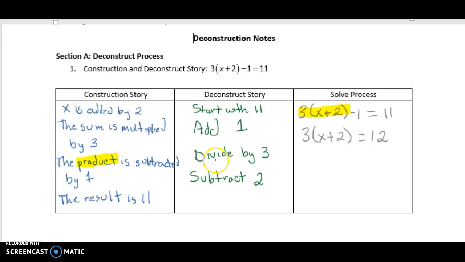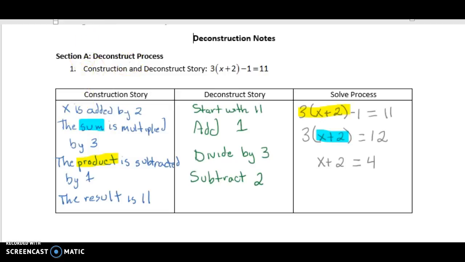Next it says to divide by 3. So when we divide by 3, we know that we're going to be left with a sum. And that sum sits right in here inside those parentheses. And so here's our sum. And again, from our web, that change of the division of 3 means that the sum must have equaled 4.